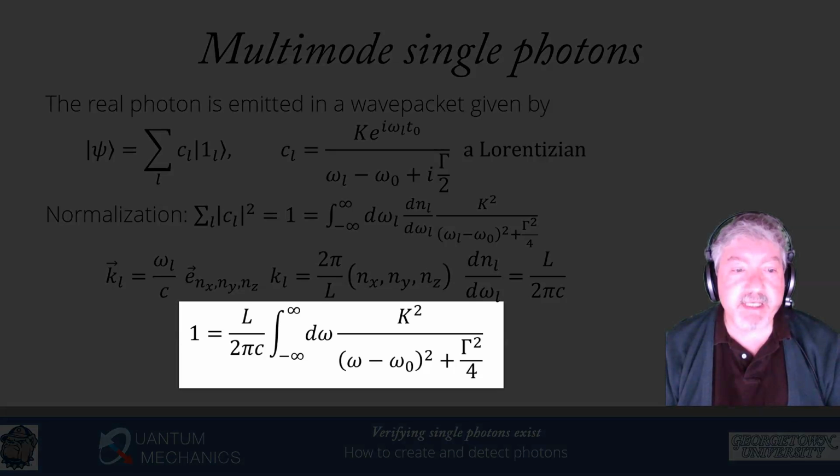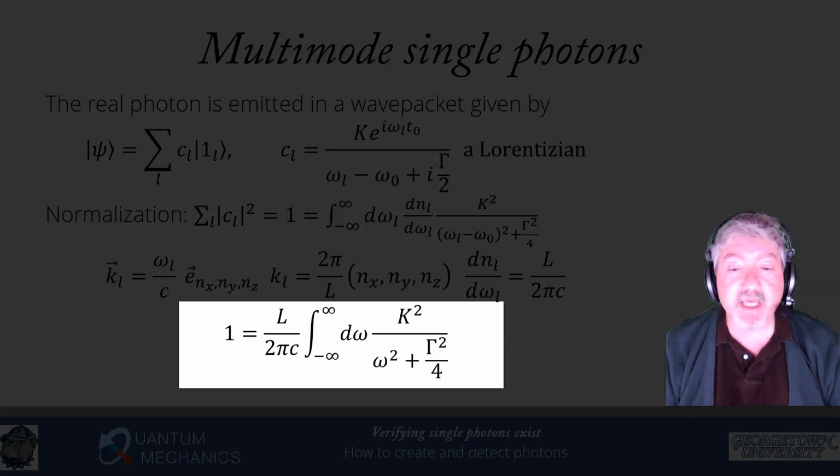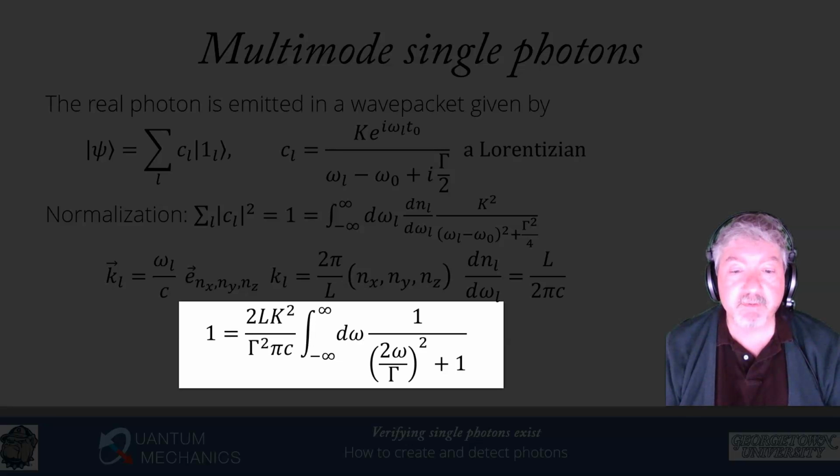So plugging that in, we get 1 is equal to L over 2 pi c, this integral d omega, K squared over (omega minus omega_0) squared plus gamma squared over 4. What you see here is a Lorentzian that is centered on omega_0, but because my integration range is going from minus infinity to plus infinity, I can just shift omega to omega plus omega_0, so I get rid of that shift by omega_0 in the denominator. And now I'm going to factor out a gamma squared over 4 from the denominator. That allows me to rewrite the argument of the denominator as 2 omega over gamma.